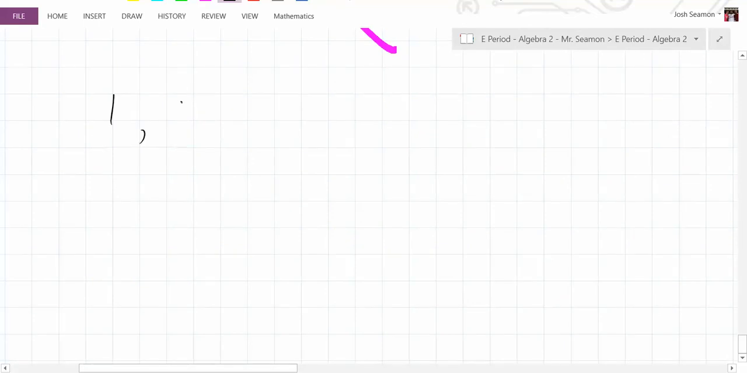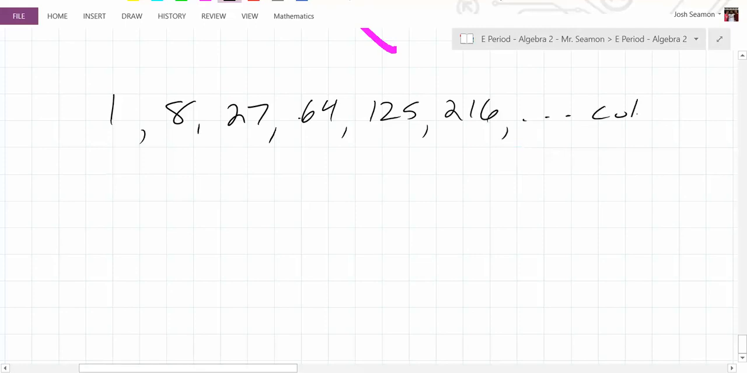1, 8, 27. What are those? These are cubes. What's after 27? So it's 1 cubed, 2 cubed, 3 cubed. What's 4 cubed? 64. What's 5 cubed? 125. What's after 125? What's 6 cubed? 216. These are cubes.